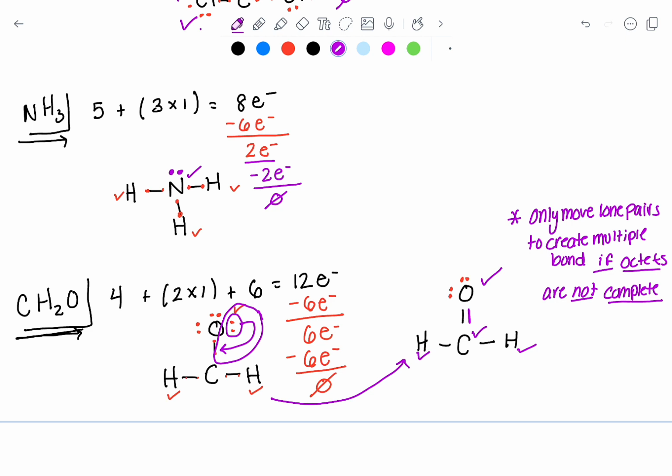I oftentimes see students saying, well, I have these lone pairs, I could just make double bonds, but if my octets are already complete, the molecule doesn't want to form any double bonds. So just because you have lone pairs does not mean that you should form multiple bonds. You only form double bonds or triple bonds if octets are not complete. So we have to check our octets. That's why it's the very last step.